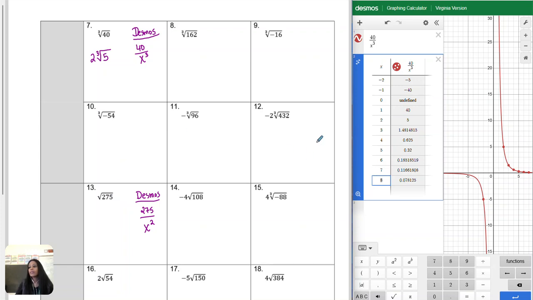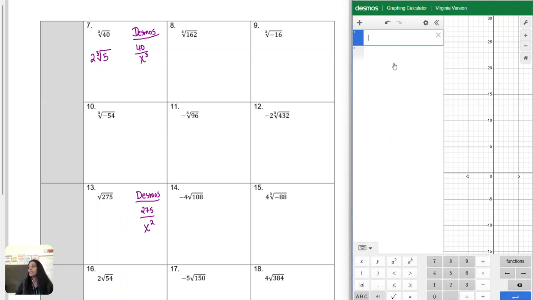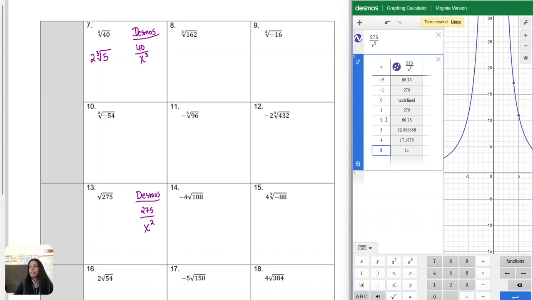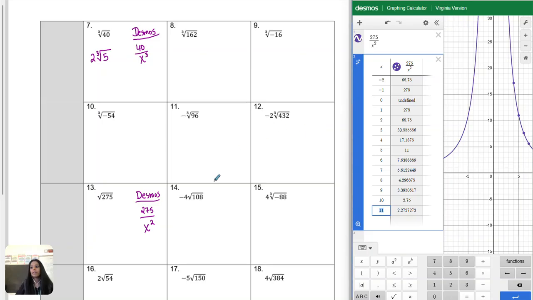Whereas the square root of 275 will be 275 divided by x squared here. Turn that into a fraction, and then hit enter, enter, enter, and then you have 5 square root of 11 here.